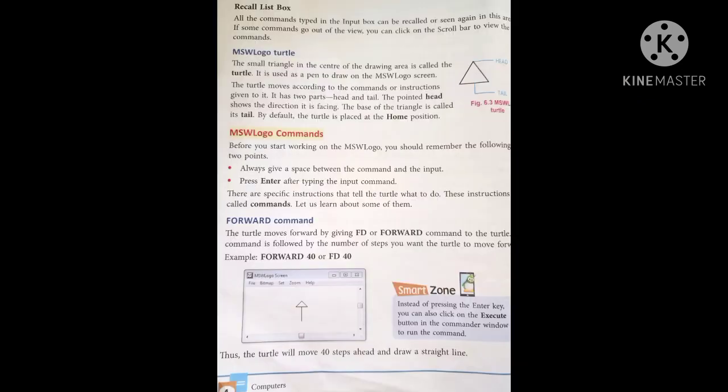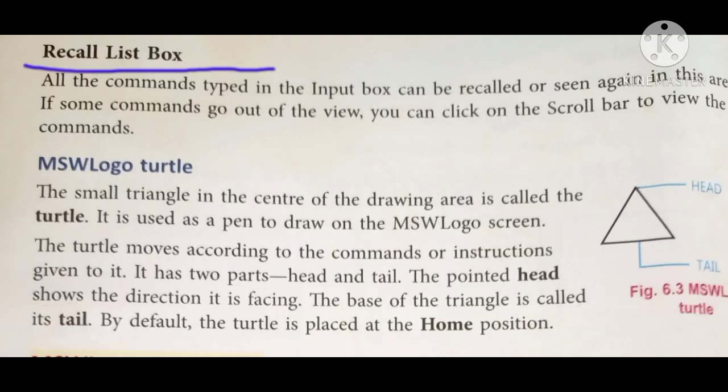Now turn the page. The next point is the recall list box. All the commands typed in the input box can be recalled or seen again in this area. If some commands go out of view, you can click on the scroll bar to view the command. So basically the recall list box keeps a list of all the instructions that we type in the input box. So if something goes wrong, we can edit the commands in the input box.